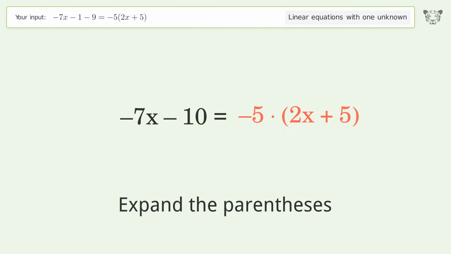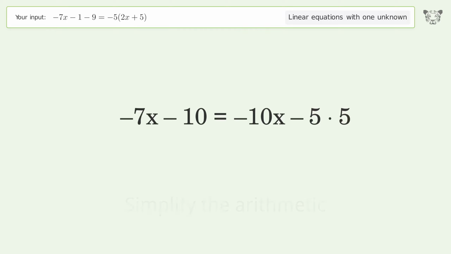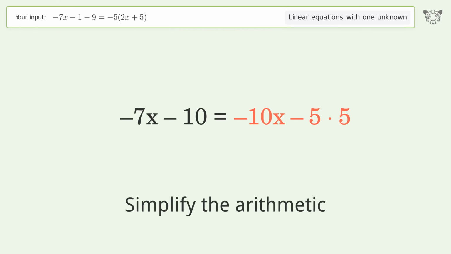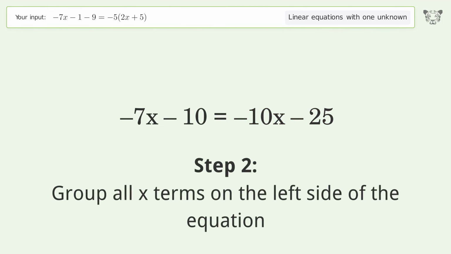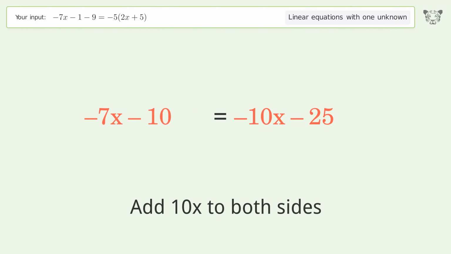Expand the parentheses. Multiply the coefficients. Simplify the arithmetic. Group all x terms on the left side of the equation. Add 10x to both sides.